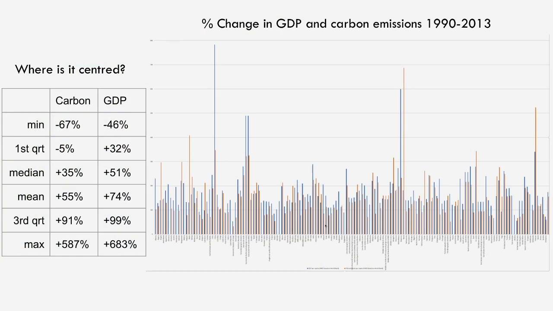Now we're looking again at the change in GDP and carbon emissions, 1990 to 2013.